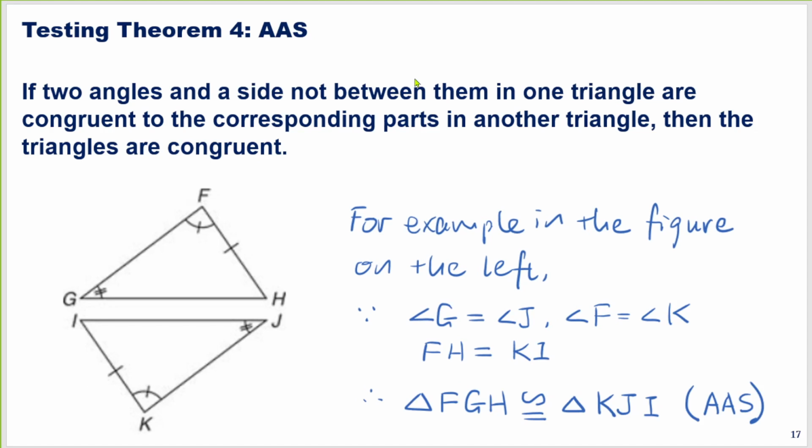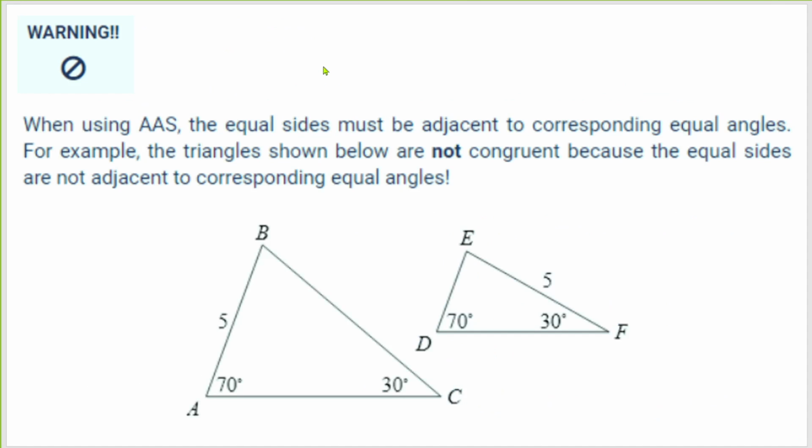All right, so let's have a look at some examples. But before we proceed to the examples, you need to be careful when you're using AAS. This is a theorem where you can easily make mistakes. When using AAS, the equal sides must be adjacent to the corresponding equal angles, okay? For example, the angles shown below are not congruent because the equal sides are not adjacent to corresponding equal angles.